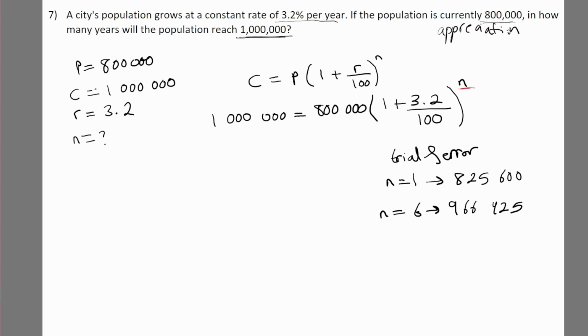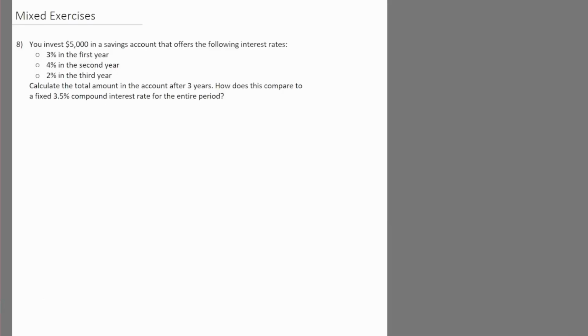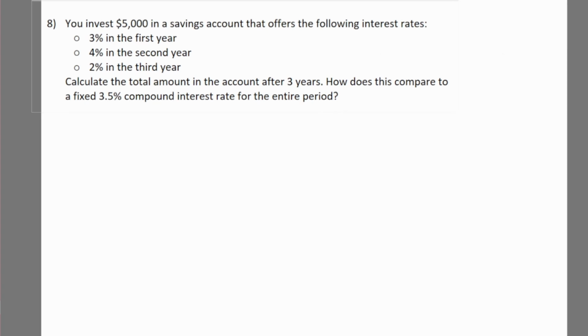So then I'm going to try n is equal to 8. And we finally get 1 million 29,265 people. So basically during the 8th year. So how many years will it take to reach 1 million? It will take us 8 years. Okay, let's take a look here.